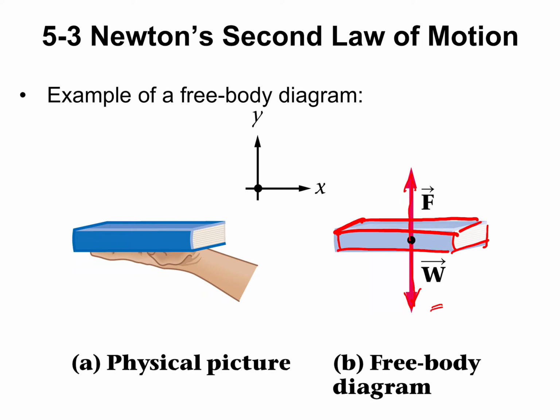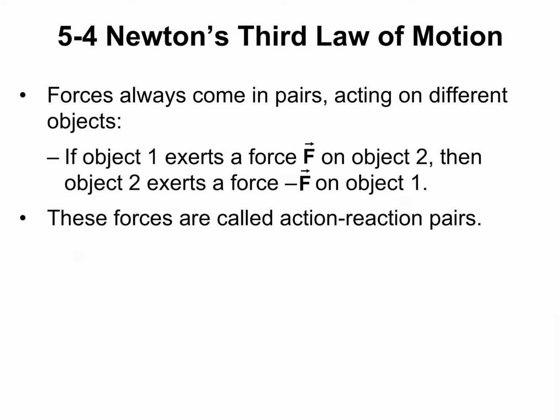Anything on or near the surface of Earth always has weight. So you just label the weight, and weight is always down. This is a field force. Other than field force, you look at contact. There is contact between your hand and the book, so there is a contact force. This applied force is a contact force. And this is your free body diagram.